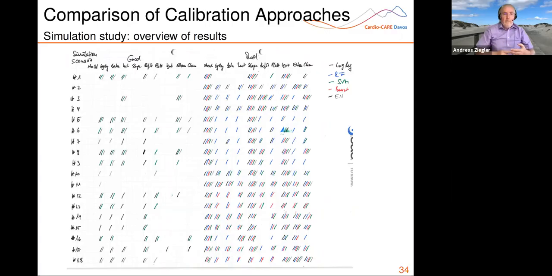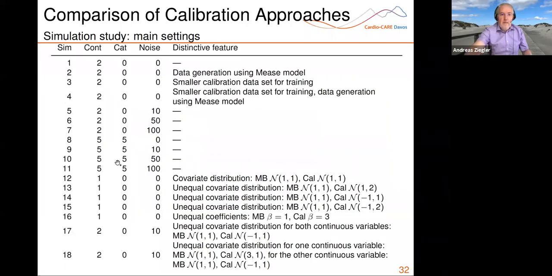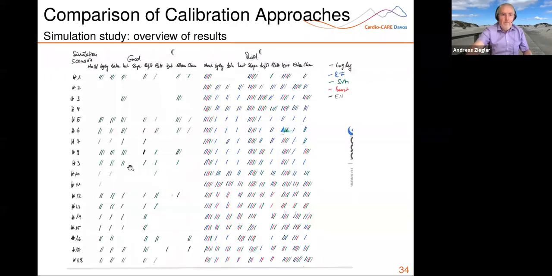So what were these numbers 2 and 4? Number 2 was the Mies model. Number 4 was a Mies model where we had a smaller data set to train the calibration model. And numbers 10 and 11, let me go back 2 slides, please. Number 10 and 11 are those where you had a lot of noise variables and the model where you had a whole bunch of categorical covariates. So these models were hard to fit.